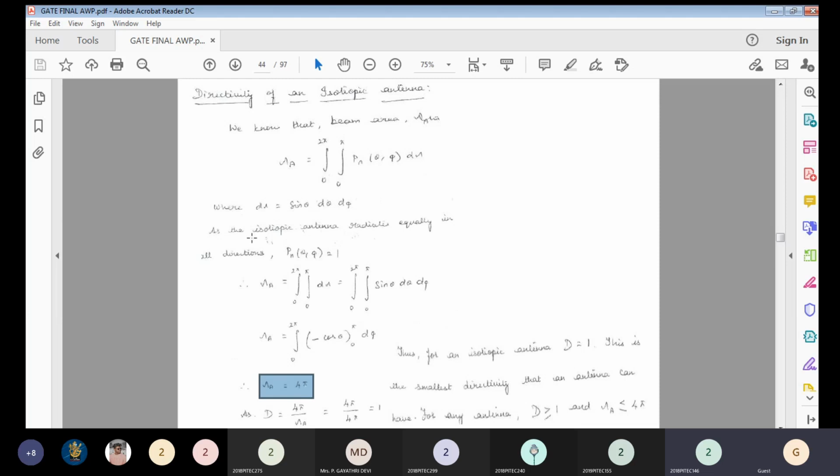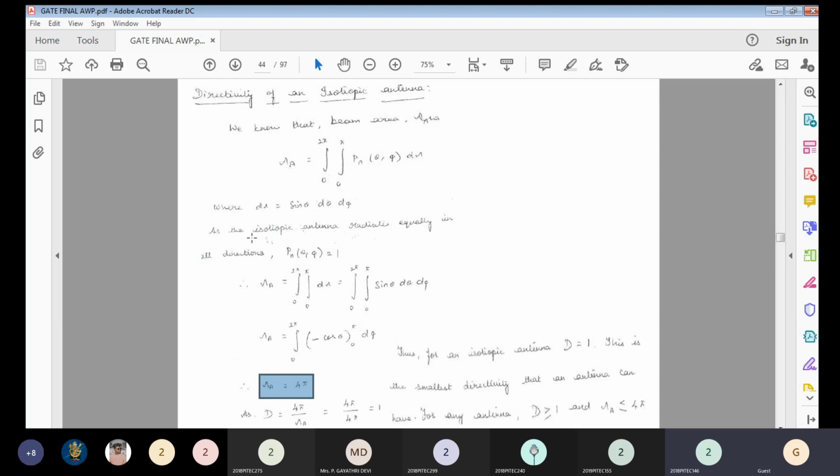They will ask in the GATE exam also, what is the directivity of an isotropic antenna? Simply you can say the answer is 1. The directivity of an isotropic antenna is equal to 1. So we have seen directivity.